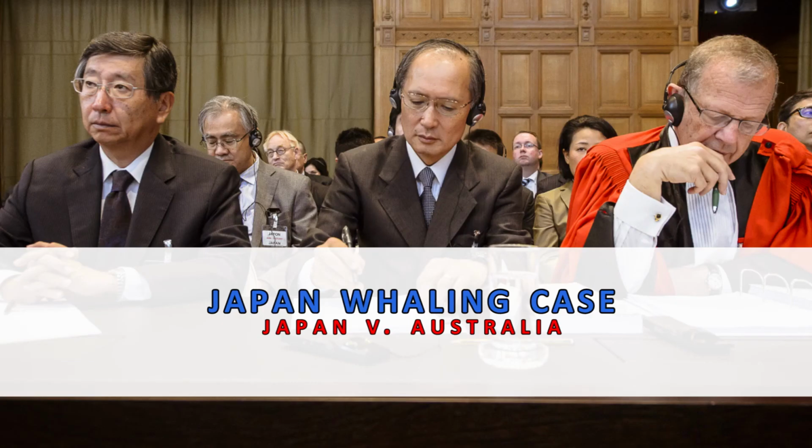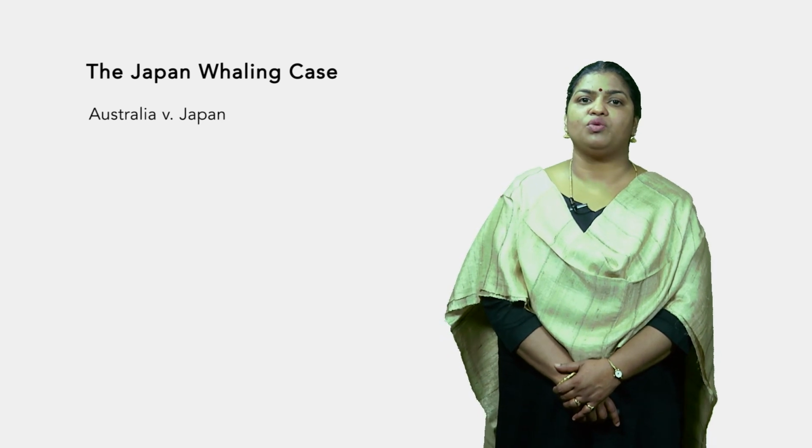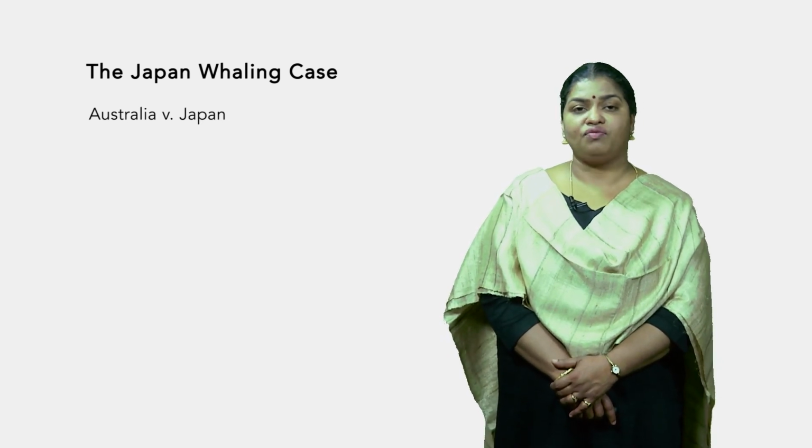When we look into the judicial decisions which have an impact on the Antarctic region, the Japan whaling case deserves special mention here. In Australia versus Japan, popularly known as the Japan whaling case, decided by the International Court of Justice in 2014, Japan's large-scale whaling program was questioned by Australia before the International Court of Justice. Japan defended its activity on the basis of special permits for whaling involved in scientific research. The court, however, concluded that Japan was not abiding by the terms it had agreed to.